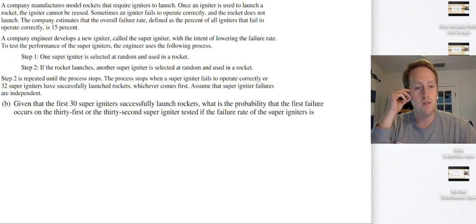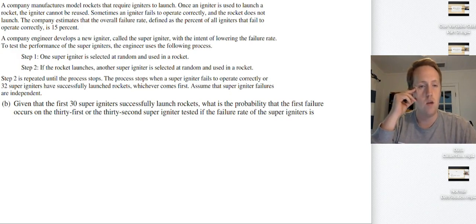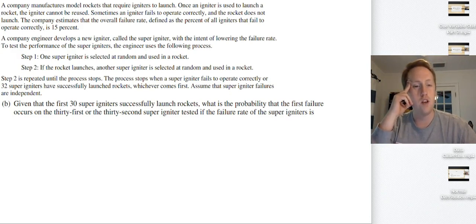To test the performance of the superigniters, the engineer uses the following process. Step 1. One superigniter is selected at random and used in a rocket. Step 2. If the rocket launches, another superigniter is selected at random and used in a rocket. Step 2 is repeated until the process stops. The process stops when a superigniter fails to correctly operate or 32 superigniters have successfully launched rockets, whichever comes first. Assume that superigniter failures are independent.